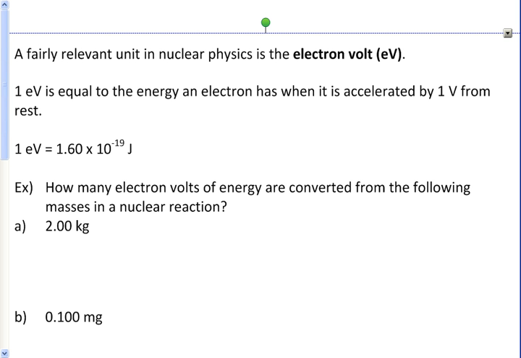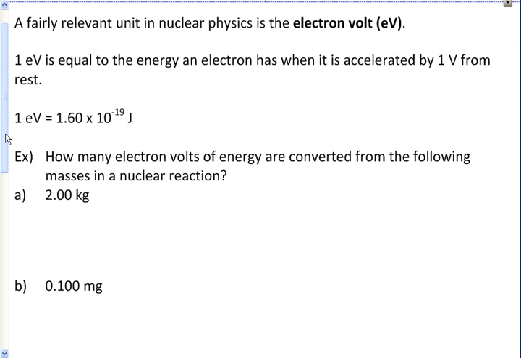Now, one other part of nuclear physics, at least a pretty relevant unit, is something called the electron volt. The electron volt is equal to the energy that an electron has when it is accelerated by 1 volt from rest. So if I have an electron sitting here on an atom, and I connect electricity to this of 1 volt, then that 1 volt will give this electron energy, and it will start to move. The amount of energy that an electron gains from that 1 volt is called an electron volt.